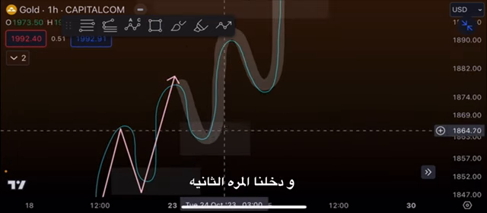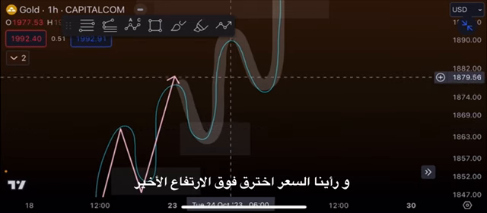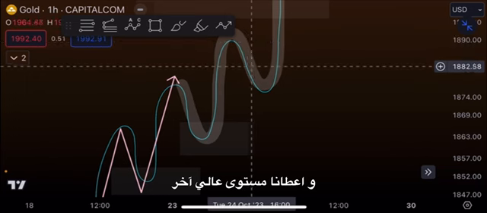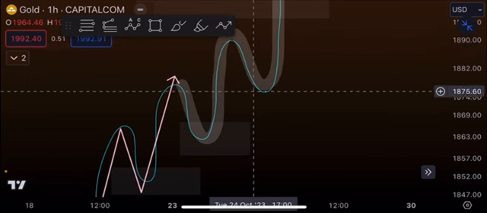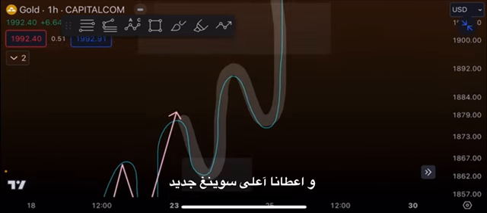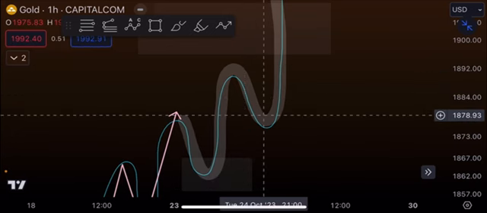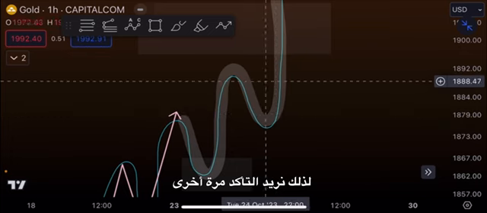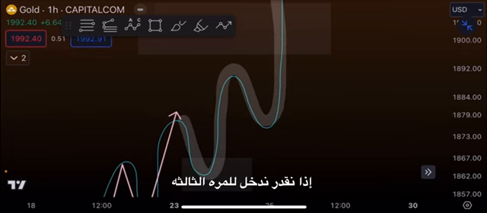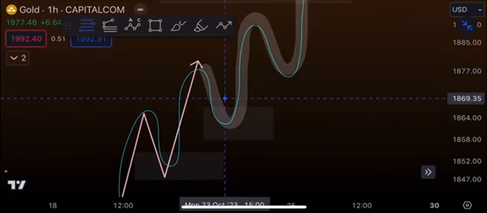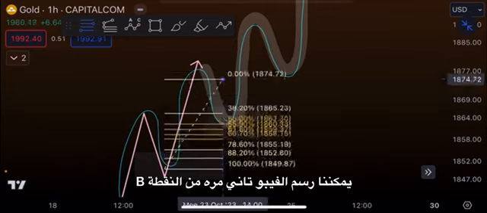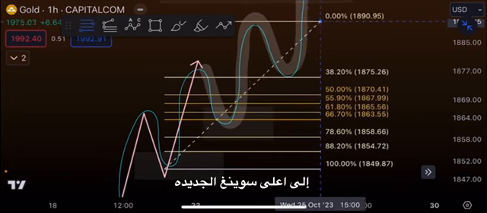And we have entered the second time, and we saw price broke above this recent high and gave us another swing high, and we saw another pullback. So we want to confirm again if we can enter for the third time. We can just draw Fibo again from point B to the latest swing high.